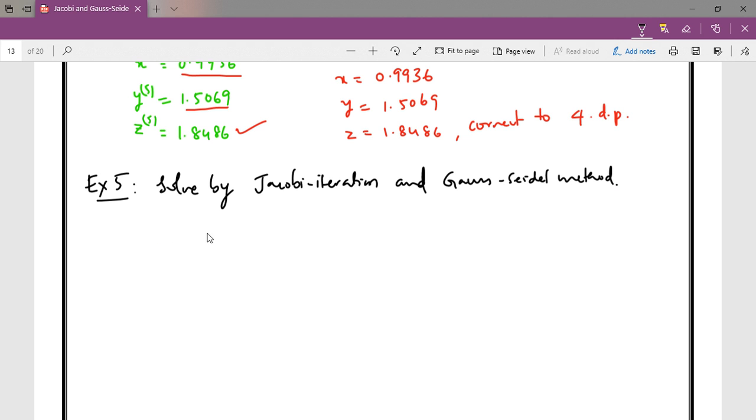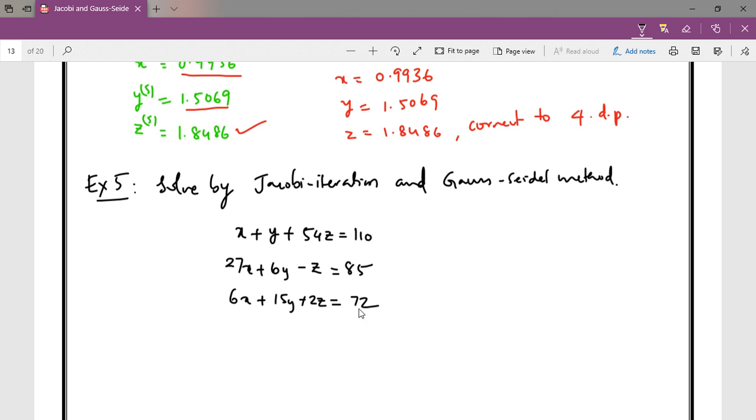So what is the system given? The system given is like this: x plus y plus 54z equal to 110, 27x plus 6y minus z equal to 85, 6x plus 15y plus 2z is equal to 72.